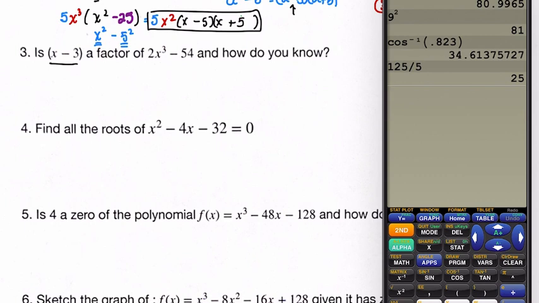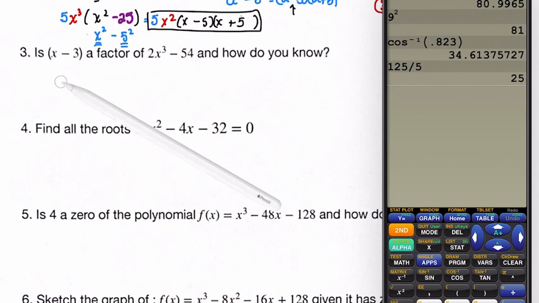What we want to do is, if we want to check to see if something is a factor, we've got two choices. Choice number one is the very literal method, which is take 2x cubed minus 54 divided by x minus 3. And once you do that division, see if it gives you a remainder equal to 0. In other words, it divides into it evenly. So let's do that real quick. We'll just check this by doing a synthetic division problem.